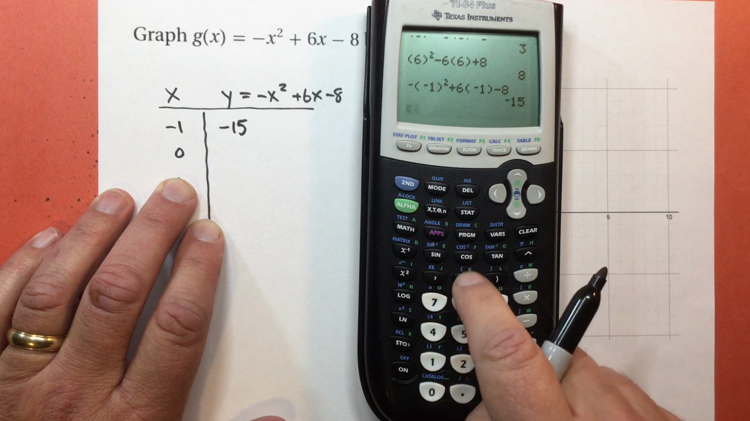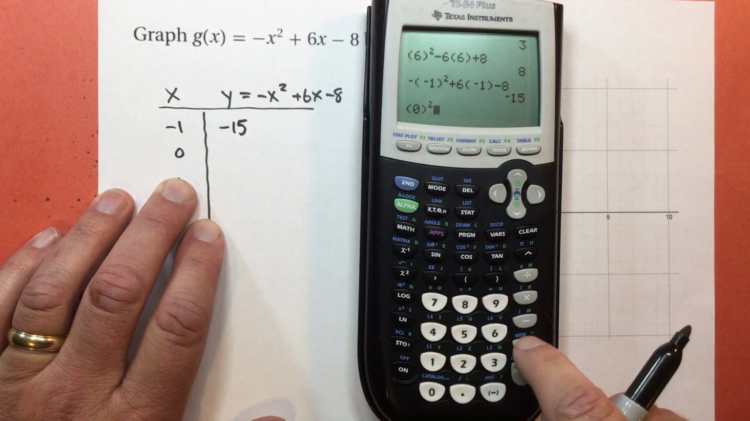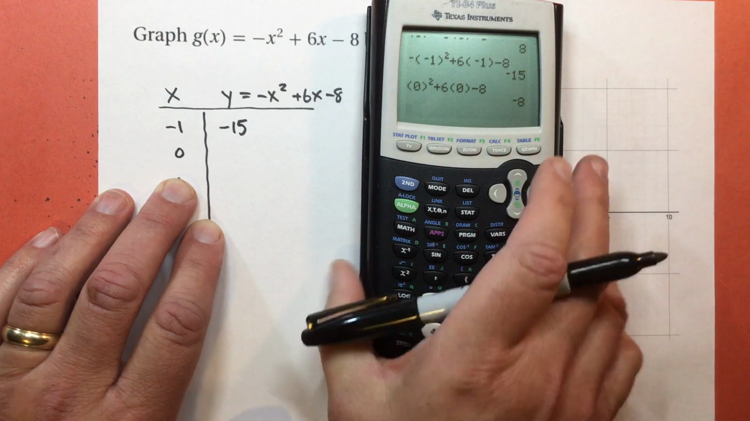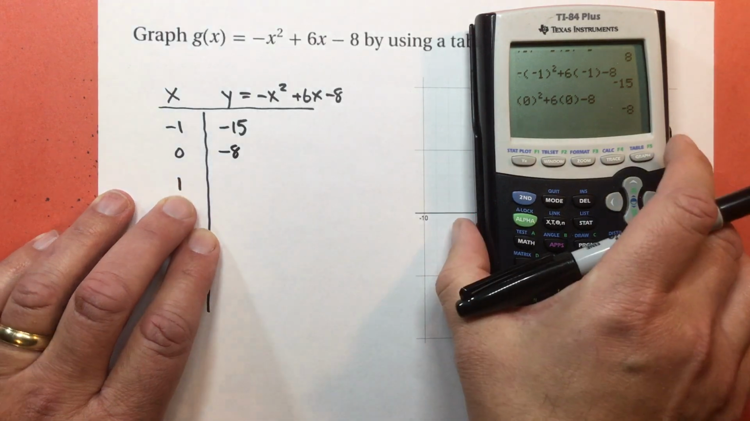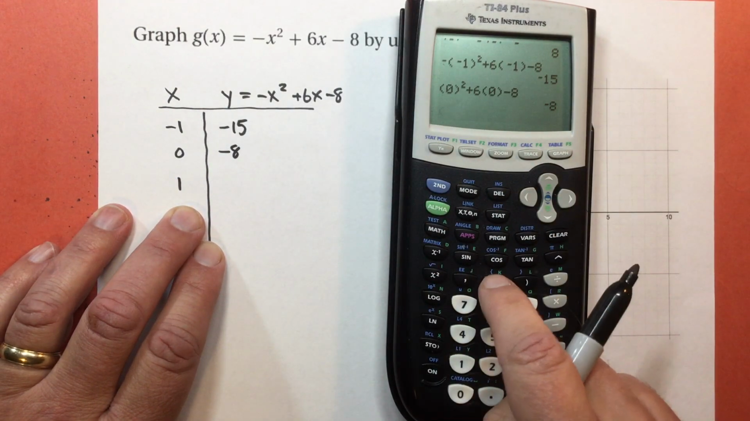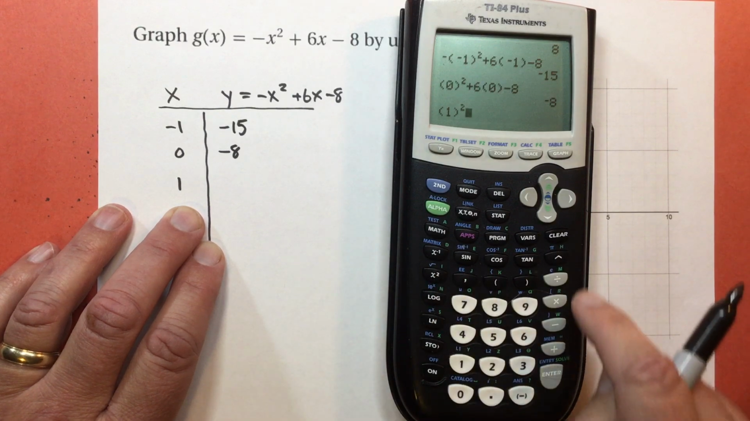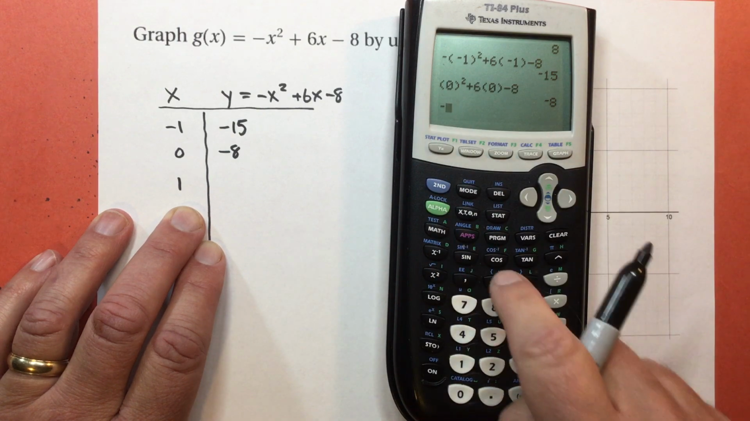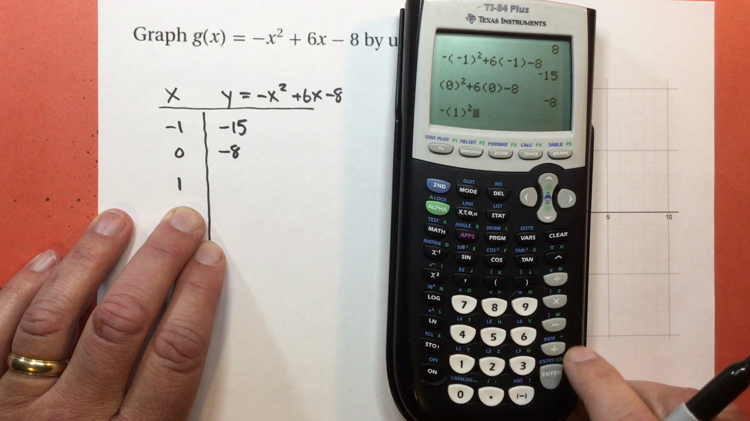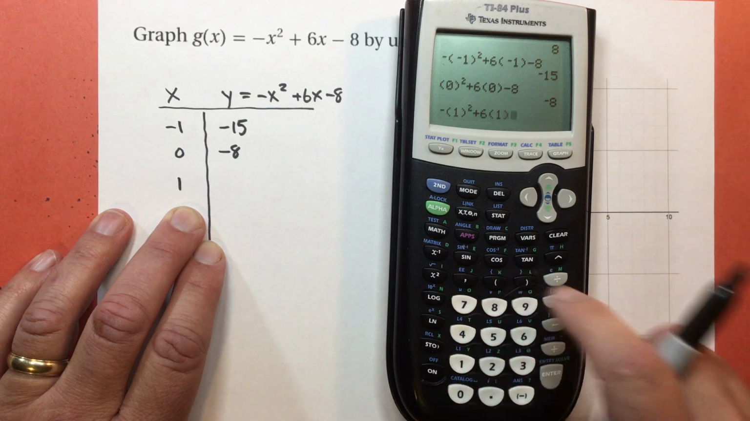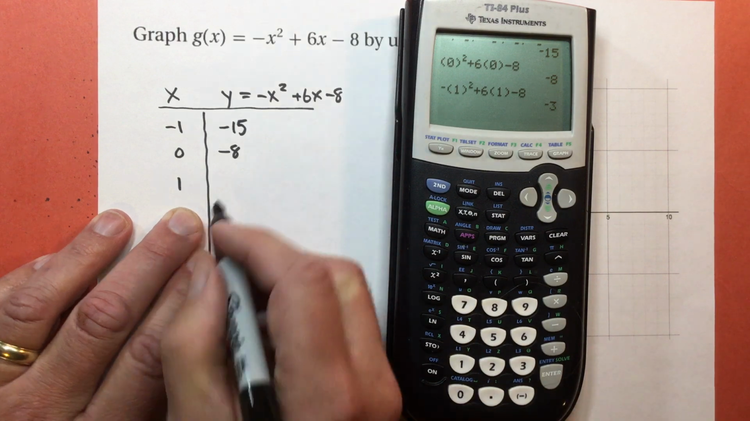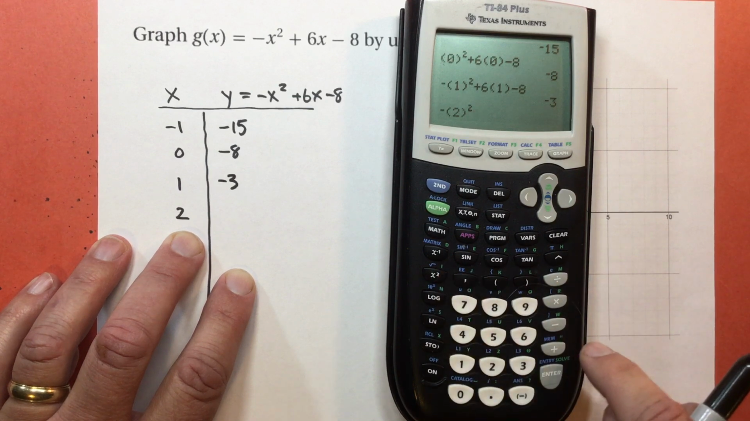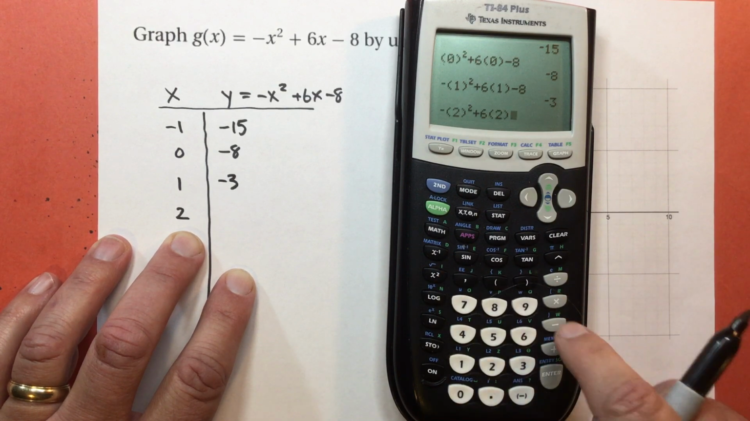Let's try 0 squared plus 6 times 0 subtract 8. Well, of course I knew that was going to be negative 8. Let's try 1 squared. Oops, sorry. And you know what? I should have done it with the last one, but 0 squared is 0. The opposite of 1 squared plus 6 times 1 subtract 8. Negative 3. The opposite of 2 squared plus 6 times 2 subtract 8.